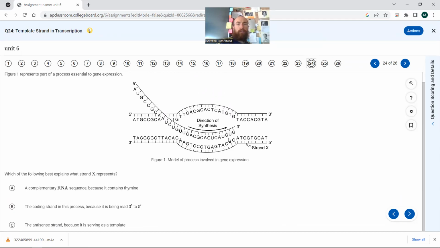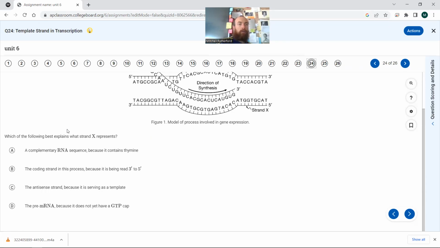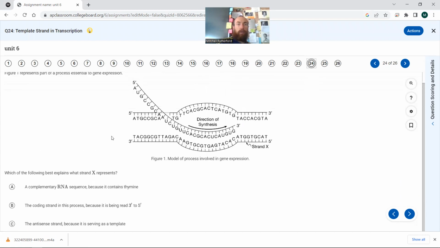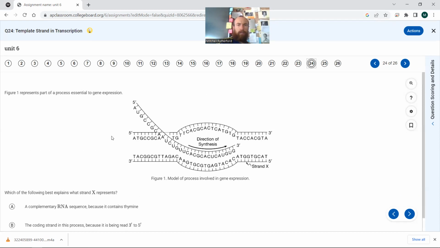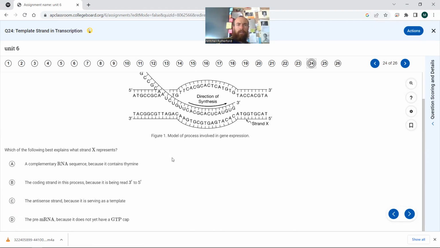So, synthesis, right? We're talking transcription, gene expression. So this is our first step here. We open up the DNA, RNA polymerase, great. Which of the following best explains what strand X represents? Where's strand X? Okay, strand X is the DNA. Is that like the DNA? Yeah, strand X is DNA. It ain't no RNA, boom. The D is wrong too. B, the coding strand, because it's read, the antisense strand, because it's serving as a template.